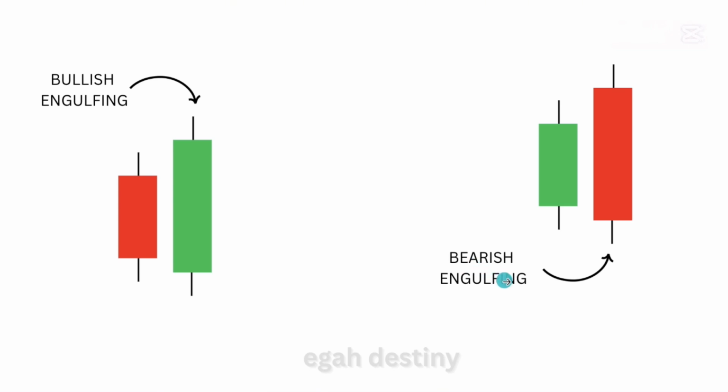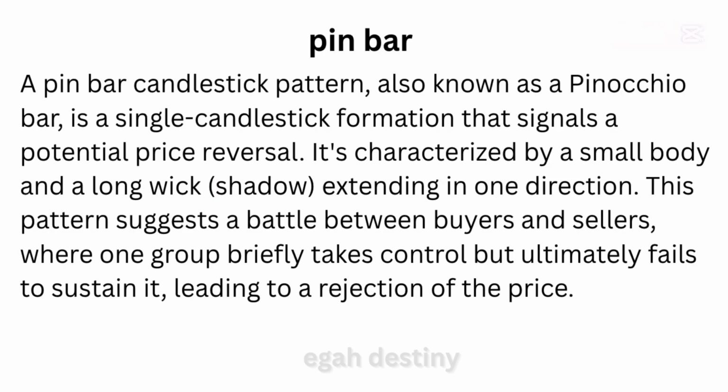Then, for a bearish engulfing, opposite. This means, as we can see, the bearish candlestick completely engulfs the bullish. This can also trigger a trend reversal because it means a lot of sellers enter the market at this particular time. Number 2 on the list, we have the pin bar.